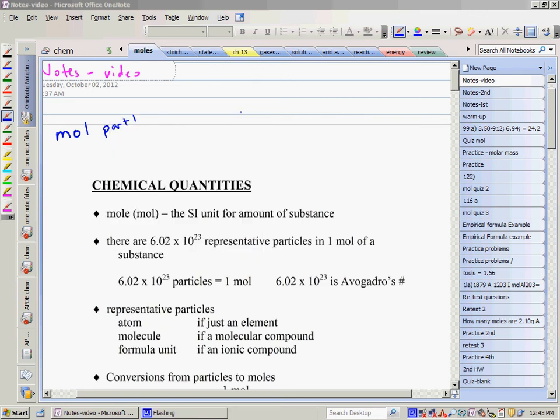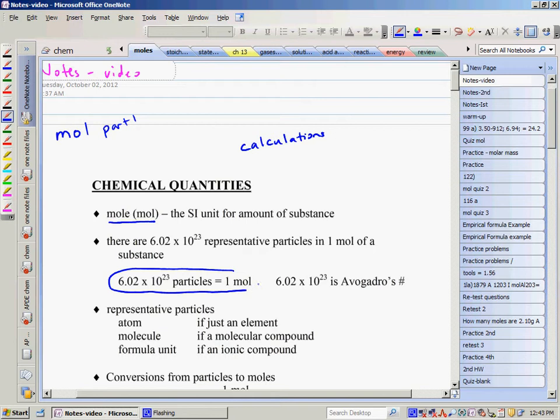All right, we are starting chemical quantities. So we're going to be doing lots of calculations. Okay? We have the mole. And what's important about the mole is that 1 mole equals 6.02 times 10 to the 23rd particles, no matter what. It's a lot like 12 items equals 1 dozen, no matter what the objects are.